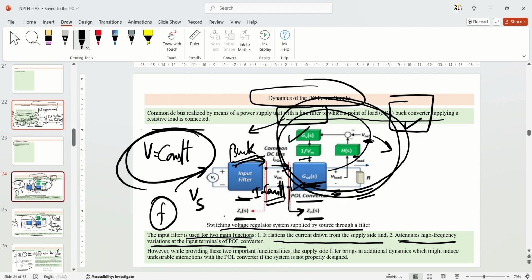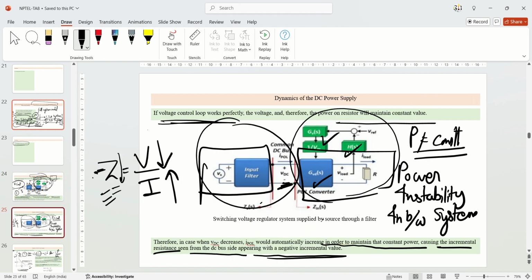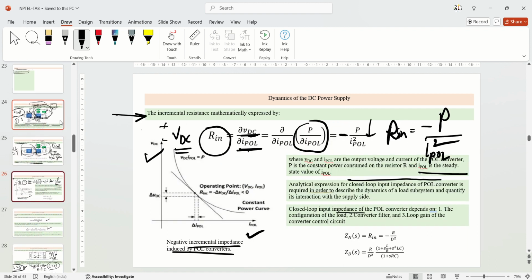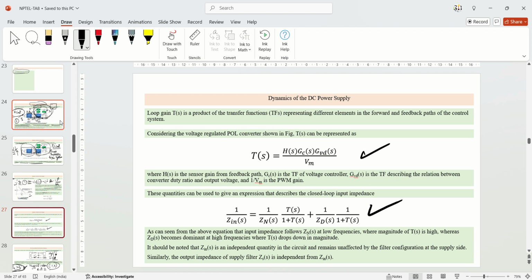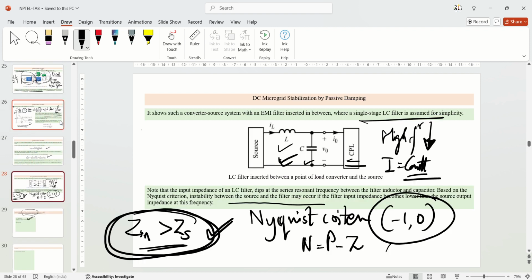And then we have studied the dynamics of the DC power system, how the components are there, what the gains are, how the closed loop system is there, and how the V load is compared with the V reference. Then we have also shown how the incremental resistance can be shown mathematically, and how the negative components come into the picture. There are some gains related to that which can be tuned to make the system such that Z input is greater than ZS, and the major stability criterion for the study is the Nyquist criterion.